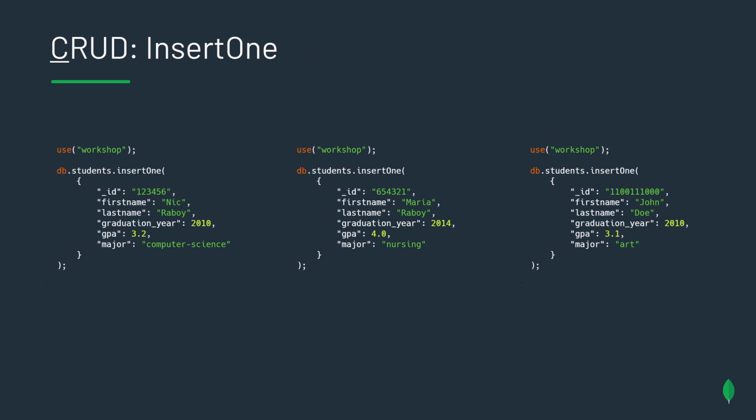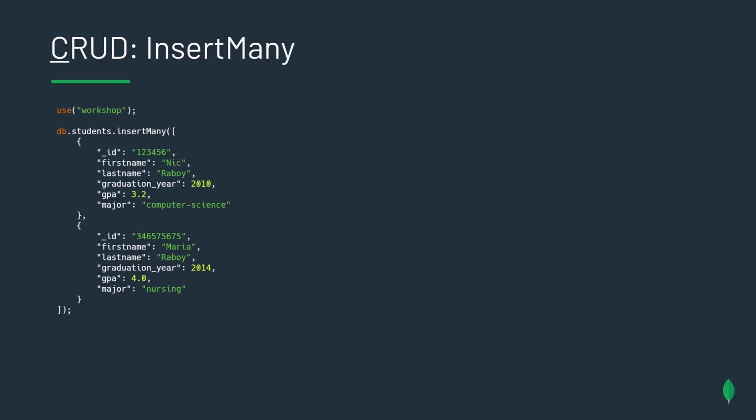Now, let's say that we want to insert all 3 of these at once. We don't want to do 3 different operations. So what we can do is an insert many. Instead of passing in one object, we're now passing in an array of objects, and it will insert all items in the array in one go. As a response, you'll get an array of the IDs that were inserted. And likewise with the previous command, you'd get the ID that was inserted back as well.